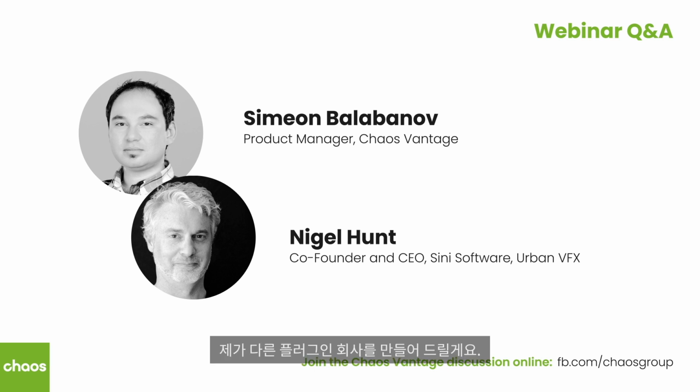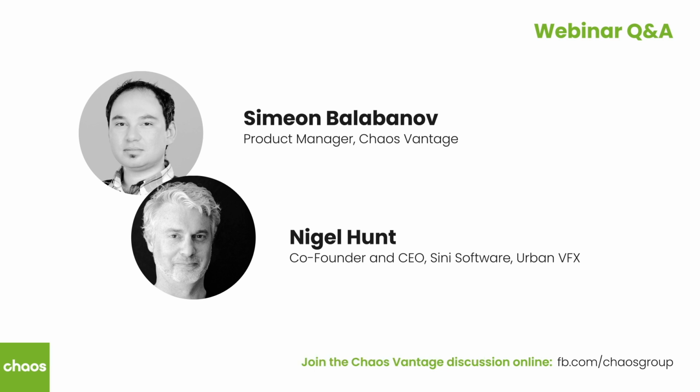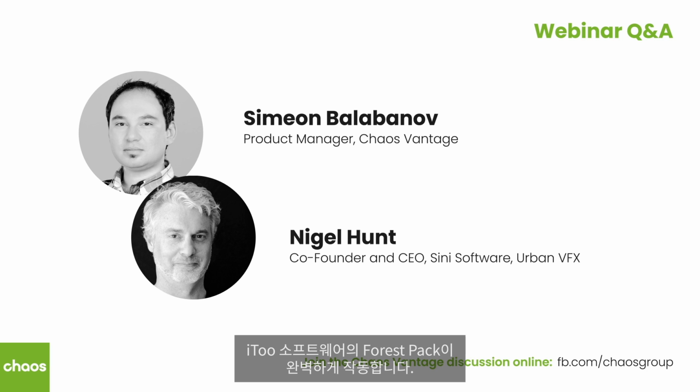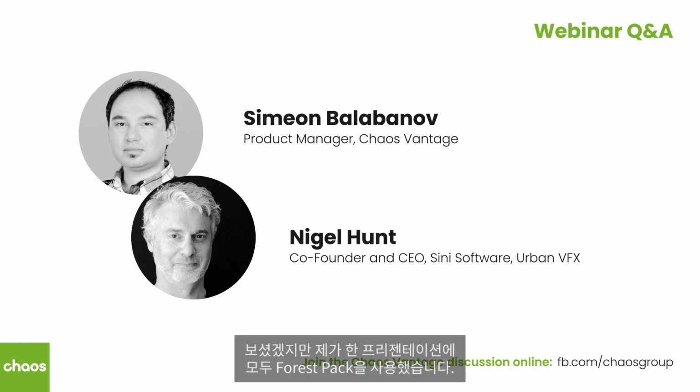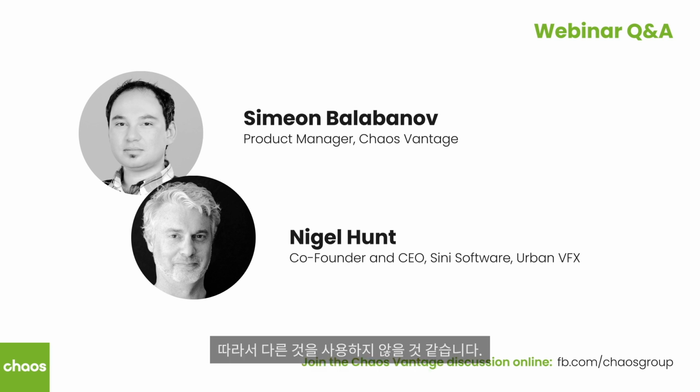And let me promote another plugins company, that Forest Pack from i2 Software works perfectly, and you saw everything. Yes, I know Chaos has scattering tools and other tools, but i2's tools work seamlessly with Vantage, and that's why we use it. Everything that I had in my presentation was all Forest Pack. I wouldn't look at anything else, to be honest. It's also that all our projects are set up that way, so we wouldn't want to use anything else.